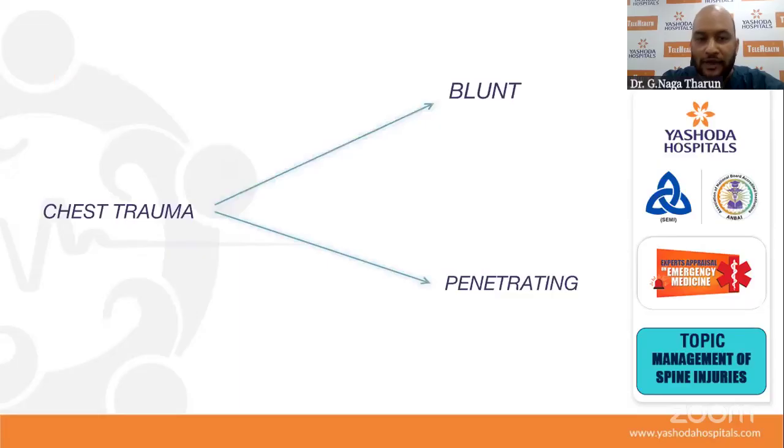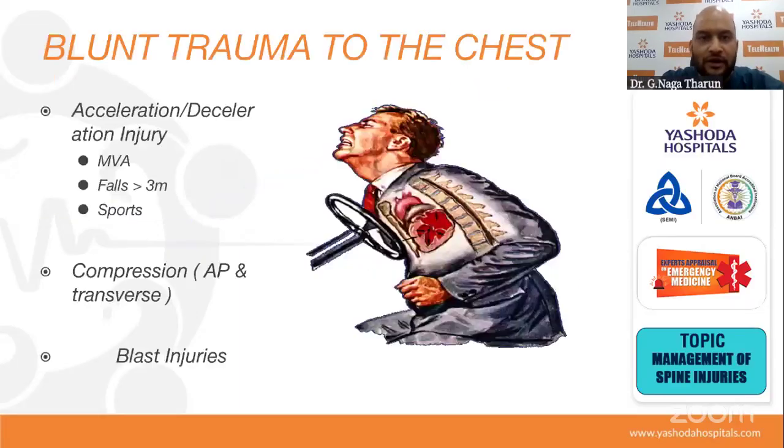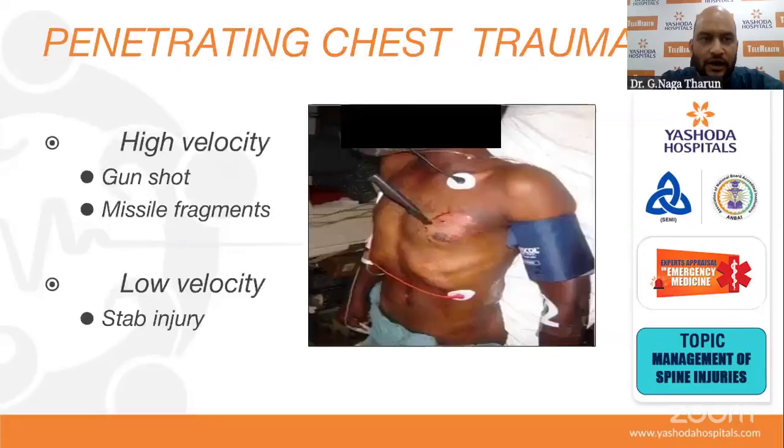Chest trauma can be divided into blunt and penetrating trauma. Blunt trauma can be divided into acceleration or deceleration injuries, high-speed motor vehicle injuries, falls from above 3 meters, sports injuries, compression injuries like anterior, posterior and transverse, and blast injuries. Penetrating injuries are divided into high velocity and low velocity. High velocity includes gunshot injuries and missile fragment injuries, and low velocity includes stab injuries.